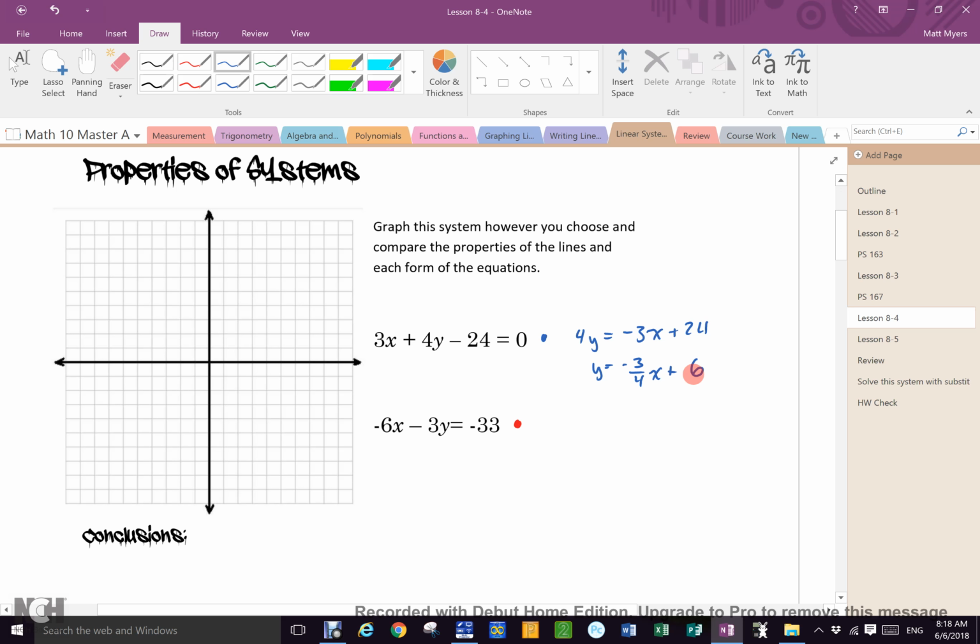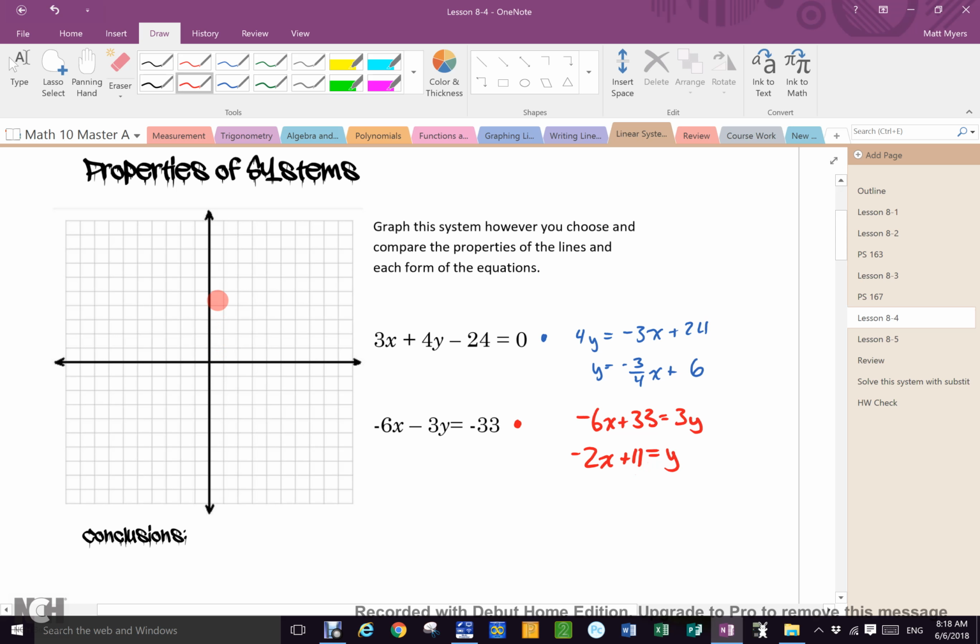Should I graph this line right now? Yes or no? No, why not? I might need to change the scale. Good job. So, do I need to change the scale? Yeah, but we should avoid doing that, right? So, well, let's just wait a sec.